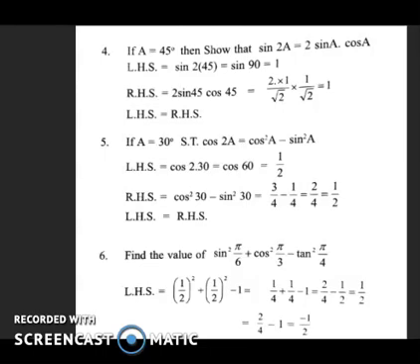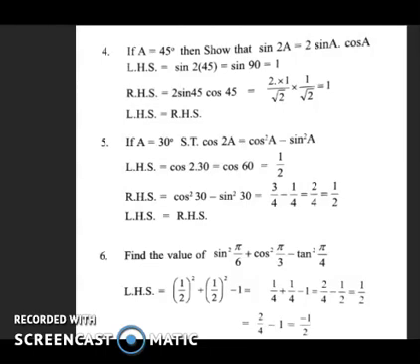Substitute their values and the product of the denominators is 2. It will get cancelled with the numerator term. After that you get equal to 1. So it is your required answer. So both the sides we got the same answer. So LHS and RHS are equal to each other.